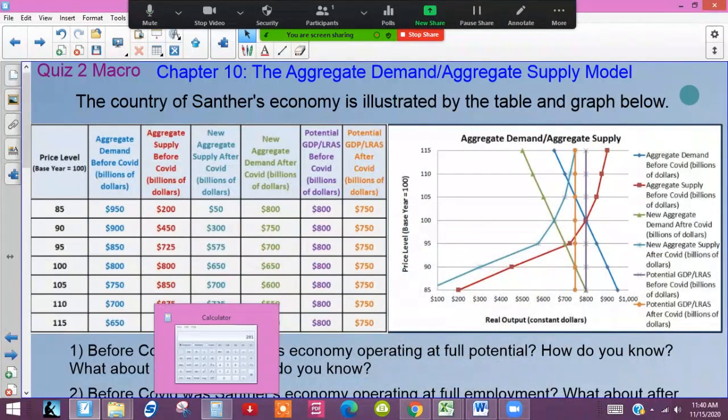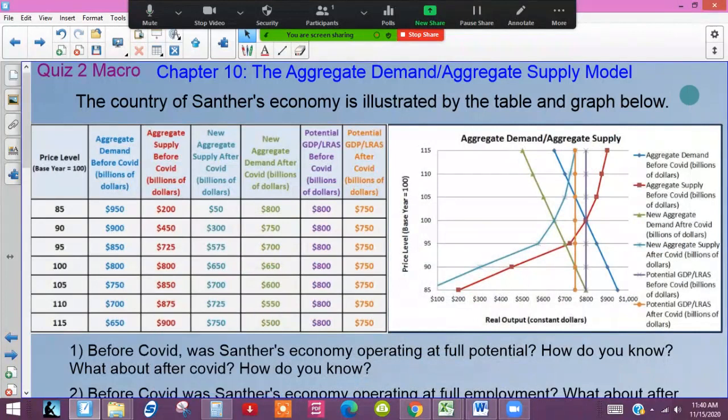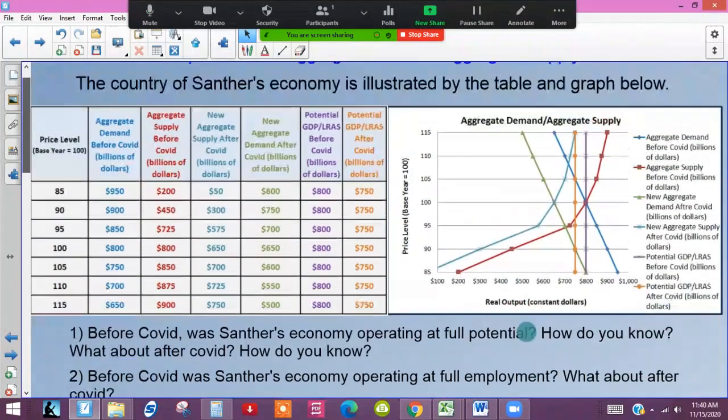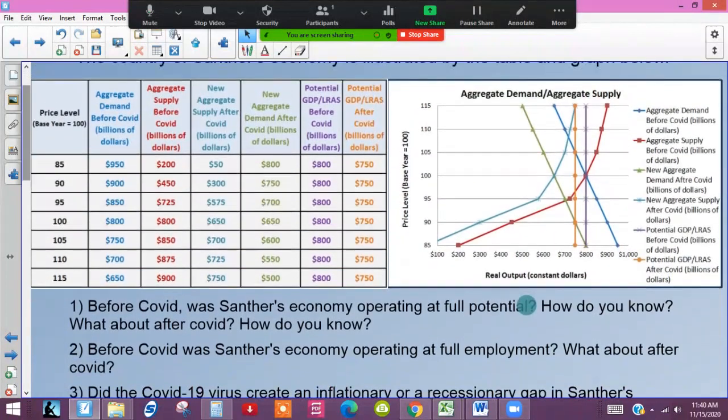So let's get to our questions here. We've actually pretty much, I mean, this is not going to be hard. I mean, this is pretty obvious. So before COVID was a, and this, by the way, is the economy of a make-believe country called Santher. So before COVID, was Santher's economy operating at full potential?